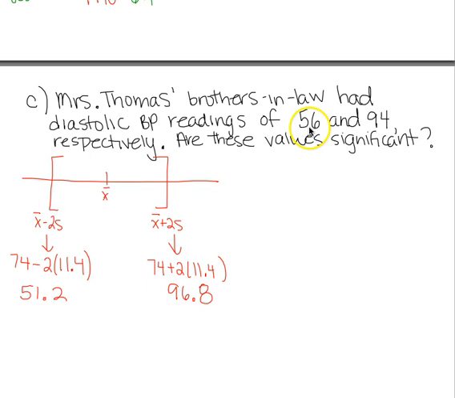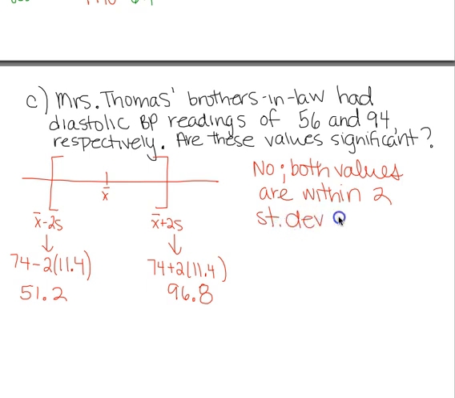So 56 falls in, over here somewhere, but it is not in the significantly low. And then 94, just barely, it's right in here, but it is inside that bracket. So we would say for this, no, both values are within 2 standard deviations of the mean.